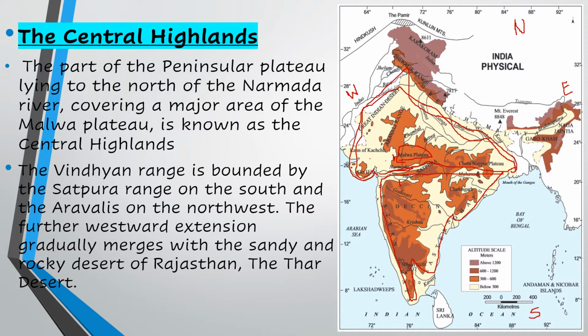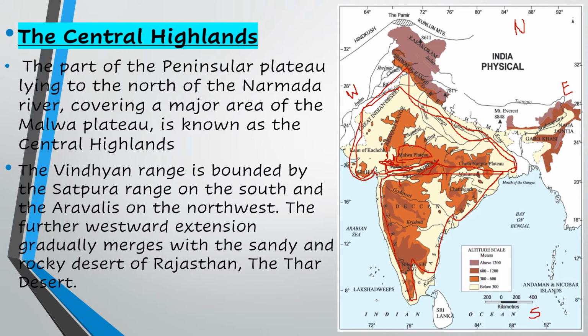Correct? Second, the Vindhyan Range. The Vindhyan Range is just above Narmada, children, over here. Between Narmada and the Malwa Plateau. Here you can find the Vindhya Range. The Vindhya Range is bounded by the Satpura Range on the south. Now, for this Vindhya Range, the upper portion is the north, right? And the below portion will be south, correct? So, south is Satpura. You can see over here.